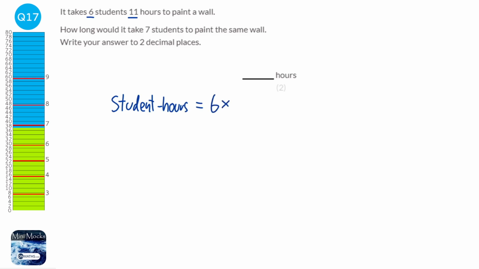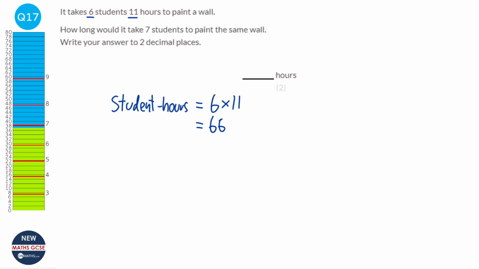So 6 times 11 means it's going to take 66 student hours. So if we had 1 student, it would take 66 hours. 2 students would be half of that because they share the work, and so on.